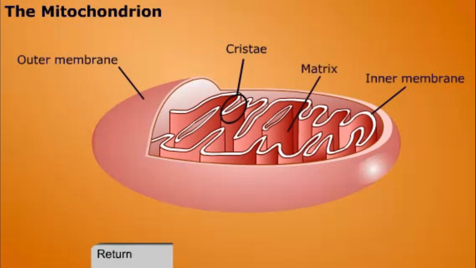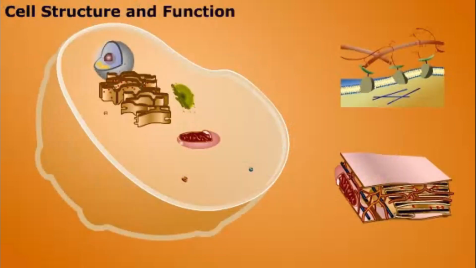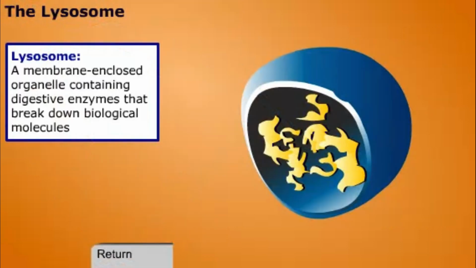The mitochondrion has a double membrane, but the inner membrane contains a complex series of folds called cristae. The chemical reactions involved in converting food energy to ATP take place on these folds, as well as in the mitochondrial matrix.